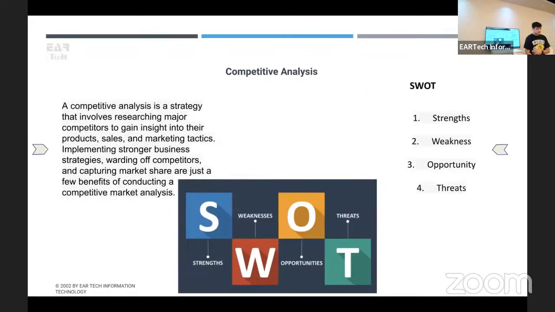Competitive analysis. I think everybody's familiar with this. It doesn't only apply to marketing, it's for a vast majority of things. A competitive analysis is a strategy that involves researching major competitors to gain insight into their products, sales, marketing, and techniques. Implementing stronger business strategies, warding off competitors, and capturing market share are just a few benefits of conducting a competitive market analysis. So the main thing is SWOT: strengths, weaknesses, opportunities, and threats.